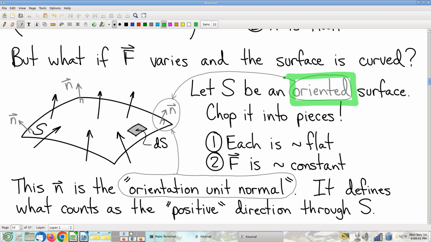Is that the positive direction? Do I count that as positive flux? Or is this the positive direction, in which case going through this way would be negative flux? Well, which is it? It's just a question of what you're interested in computing.